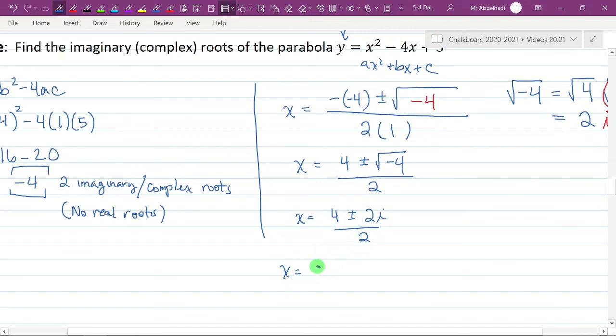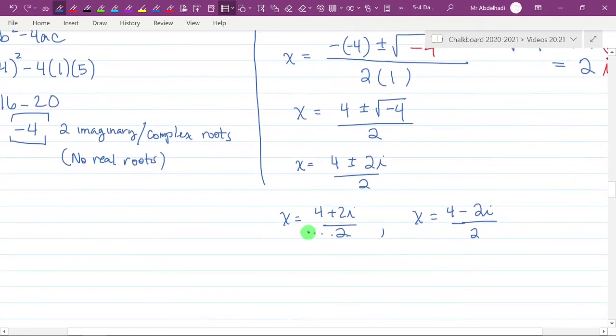x equals 4 plus 2i over 2, and x equals 4 minus 2i over 2, like we do with the quadratic formula. You have the plus and the minus. You do one with the plus and one with the minus. You have two answers now. Now this can be reduced. This becomes 4 over 2, which is 2, and this becomes 2i over 2. Now just treat it like an x. If you had 2x over 2, the 2's would just cancel out and you'd just have x. Well, this is 2i over 2, so it's just i.